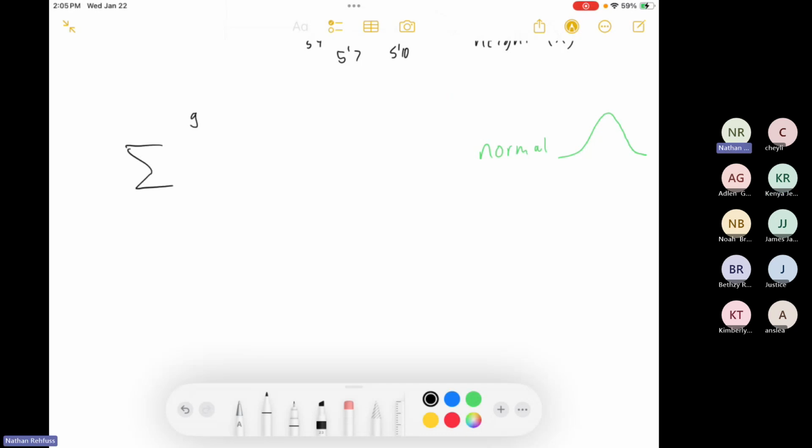This is the Greek letter sigma. It's a capital sigma, and capital sigma here means sum. So if I wrote add up the numbers i, where i starts at 1 and goes up to 5, that's a way I could use the sigma notation.